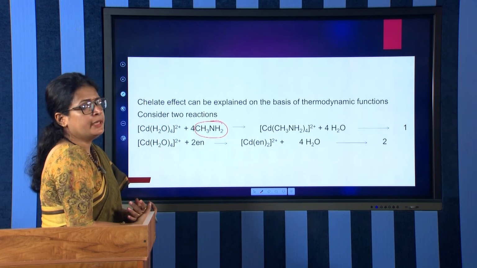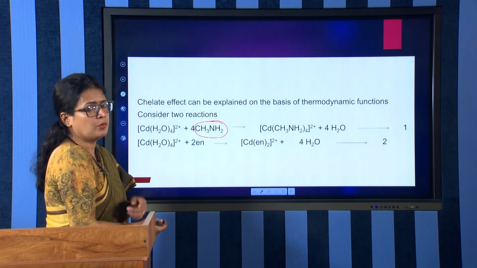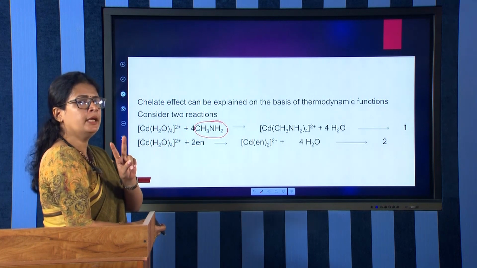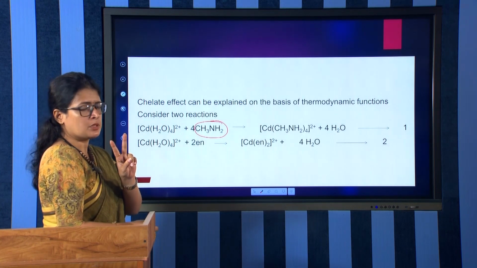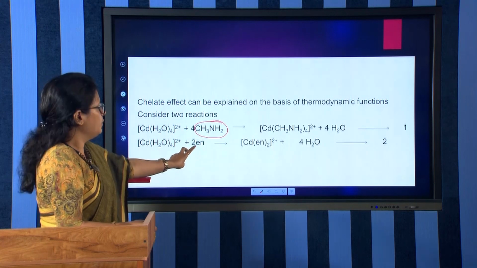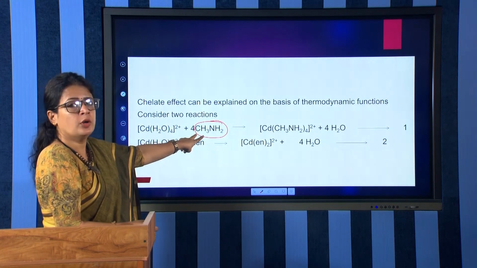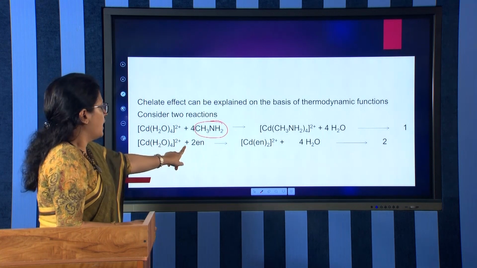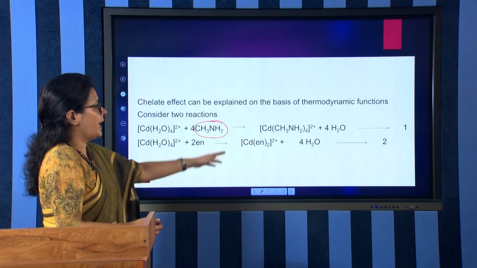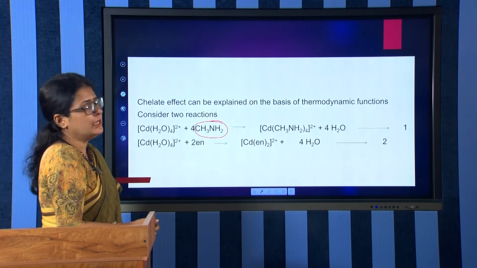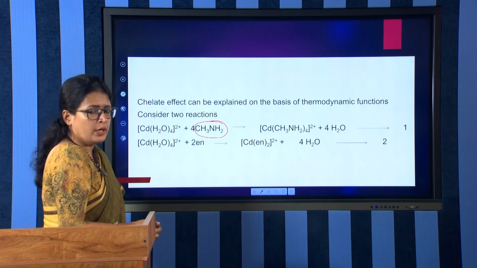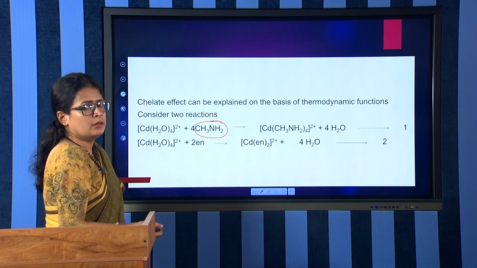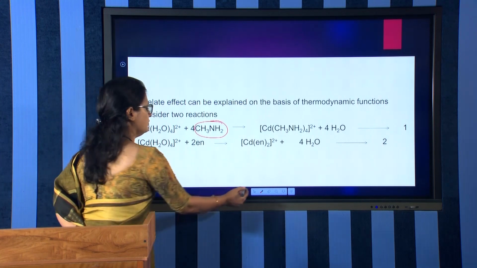We know that ethylene diamine is a bidentate ligand. 1 ethylene diamine molecule will be containing 2 donor atoms. So, 2 ethylene diamine molecules are needed instead of 4 methylamine in the first case, and 2 ethylene diamine molecules will be reacting to form Cd(En)2 plus 4 H2O, and these are the 2 reactions.